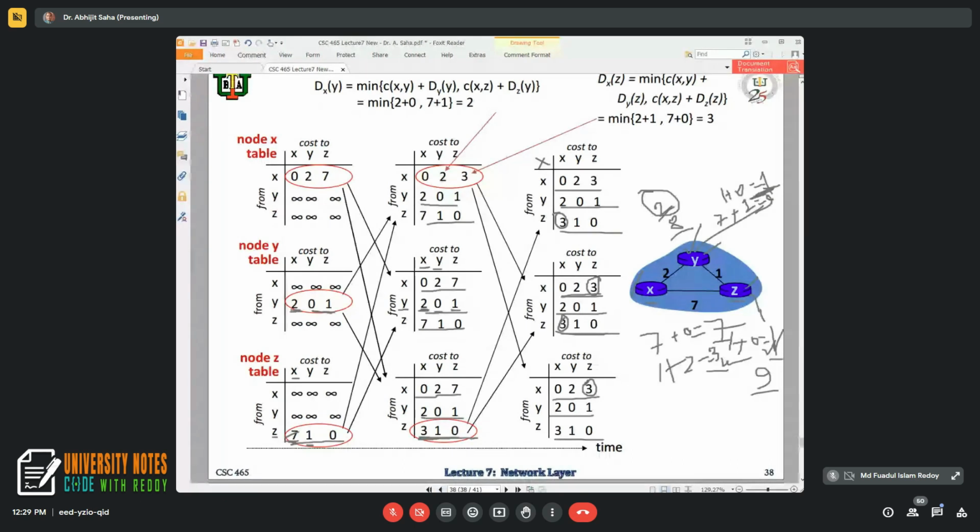So you understand how to update the table, right? Yes, sir. Yes. So if you updated it already, right? Now you get the update in the node Z. From which node did you get the update? The node X.